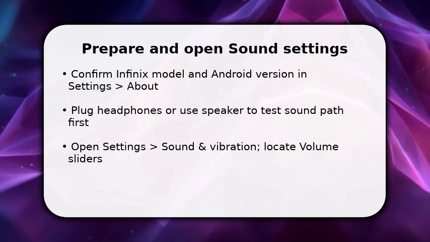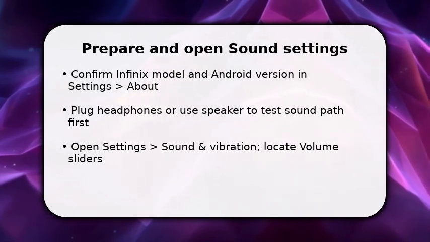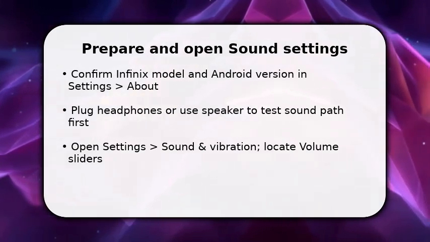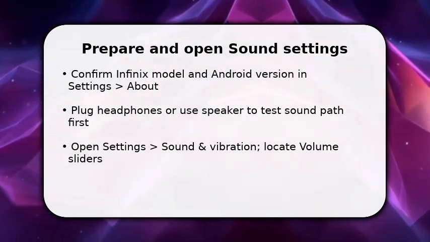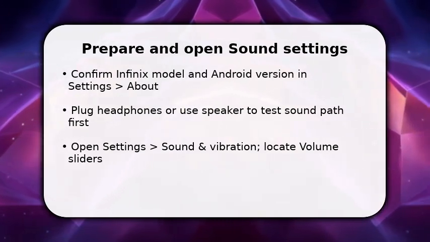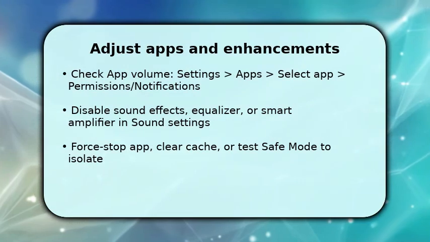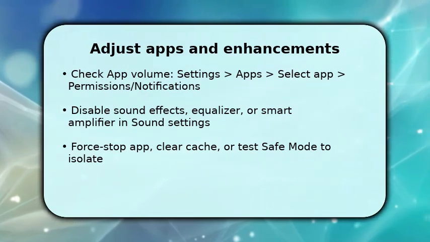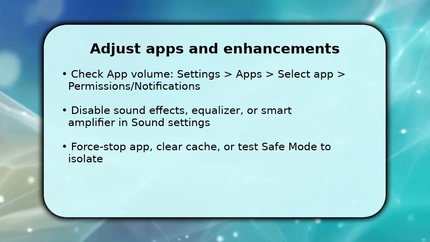Tap and drag the media slider while playing a test file. Listen for changes. If nothing moves, proceed immediately to the sound enhancements, and app-specific volume controls will adjust next. Now you dig into app-specific controls and system sound enhancements because many problems live there.